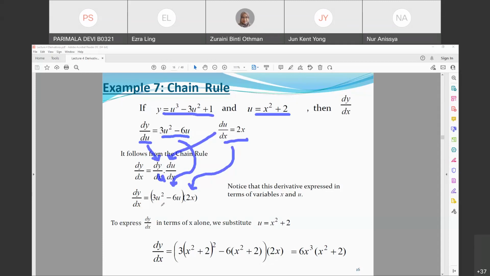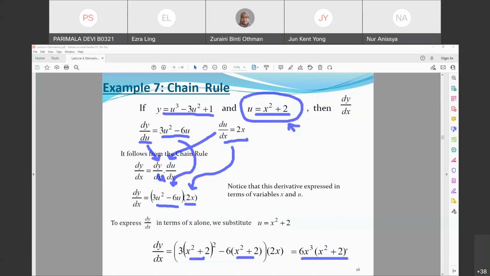Okay, boleh. Then we transfer it again. We know that our answer tak boleh dalam sebutan u. Jawapan kita kalau dalam x, x sahaja. Which is here we know that our u is x square plus 2. We replace in the u punya tempat. Kita replace dia kat sini. Kat sini pun sama, kita replace dengan equation yang ini. Then we get the final answer. Okay, this is the example of chain rule.